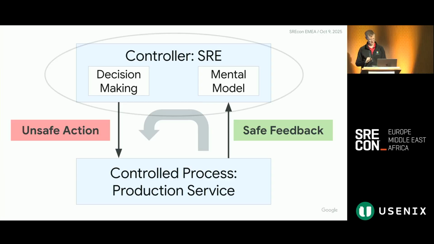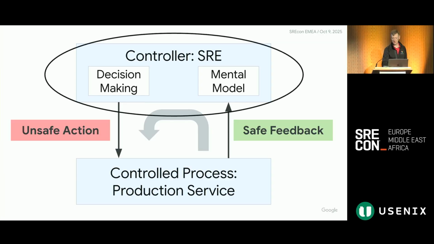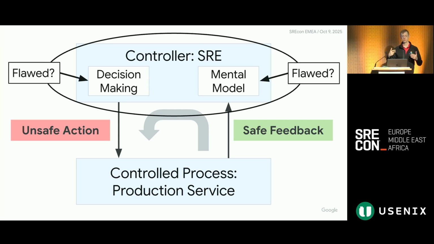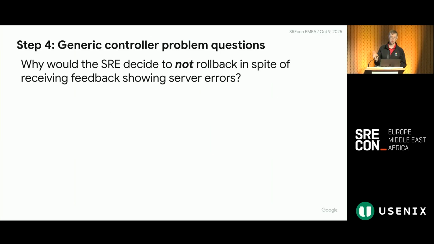Great. All right, so we want to understand, could there be flawed decision making? Could there be a flawed mental model? Could there be both? Through many STPA analyses, people have come up with a list of general causes for this type of scenario involving a problem with the controller. Maybe it's easier to think of a software controller here doing something. And this expands on the scenario question that we built earlier.